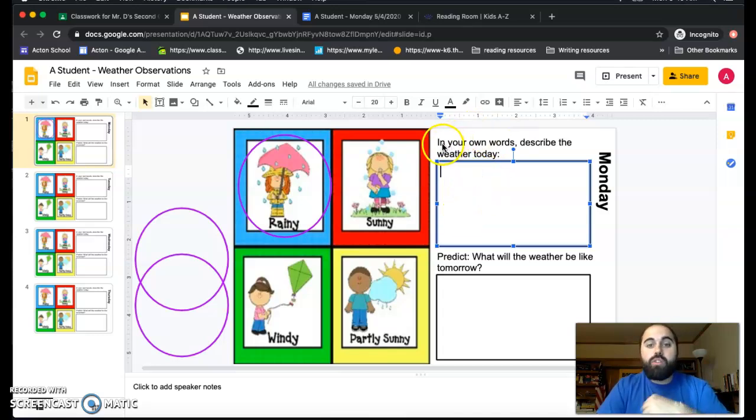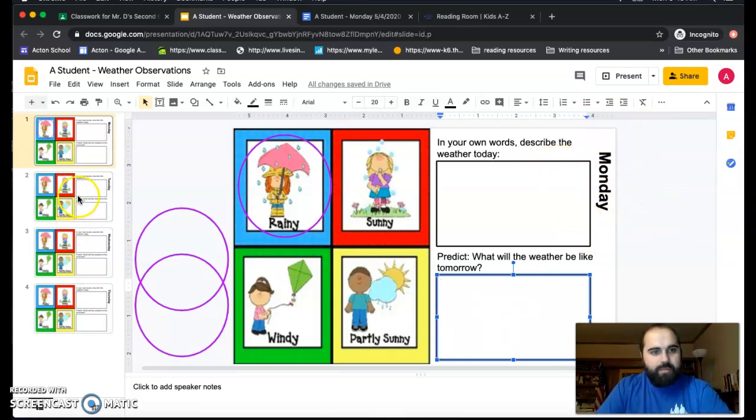And you need to answer this question. In your own words, describe the weather today. So use good describing words that describe the weather. And then double click in this one down here. Predict. What will the weather be like tomorrow? Now, try not to get help from any adults. I want you to predict. What do you think it's going to be like tomorrow? And this is for Monday.